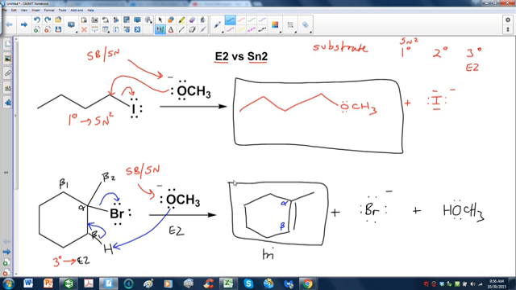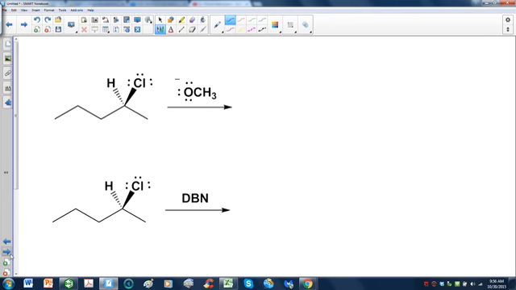Now, as with when we talked about the Sn2 reaction, the problems potentially come when you have not a primary or tertiary, but a secondary substrate. So let's look at a couple of others here. I have two examples of secondary substrates. In fact, I have exactly the same thing. This is secondary, and this one is also secondary.